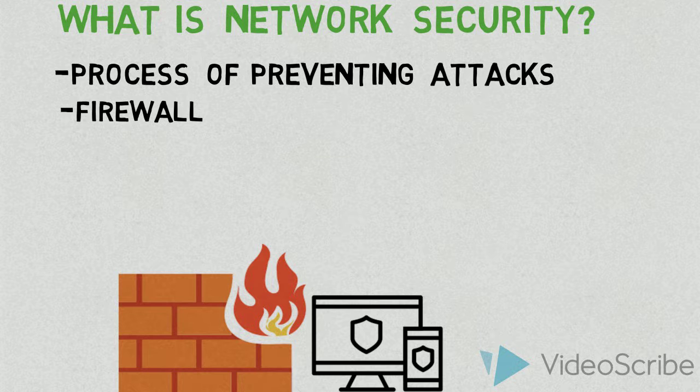A firewall is a network security system designed to prevent unauthorized access to or from a private network. Firewalls can be implemented in hardware, software, or a combination of both. Network firewalls are frequently used to prevent unauthorized internet users from accessing private networks connected to the internet, especially intranets. All messages entering or leaving the intranet pass through the firewall, which examines each message and blocks those that do not meet the specified security criteria.